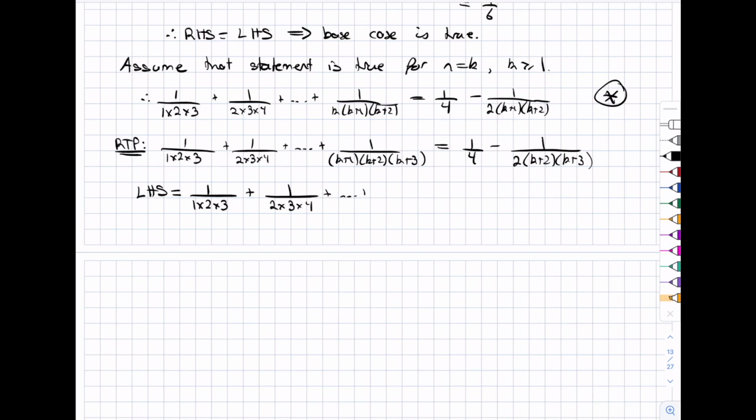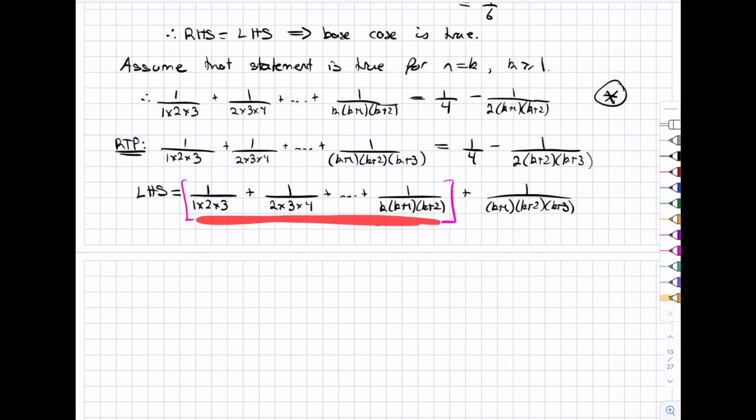I always like to write the second last term when I'm dealing with a summation. k into k plus 1 into k plus 2. And then we have our last term, k plus 1, k plus 2, k plus 3. Of course, the reason that we write the second last term is because that's actually the last term of the assumption.